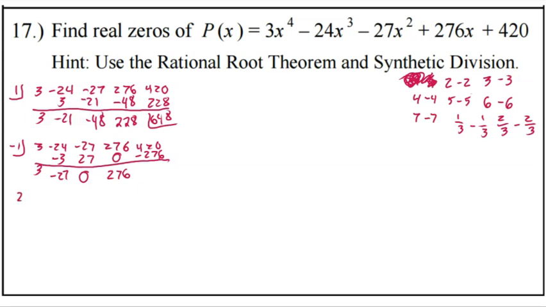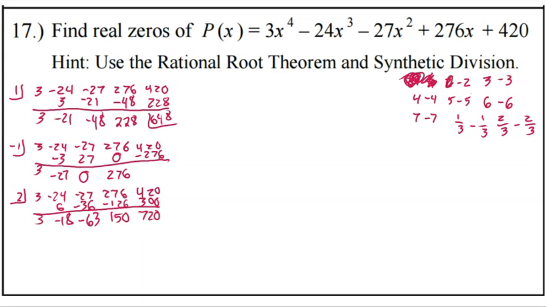Now let's try 2. 2, 3, negative 24, negative 27, 276, 420, and draw a line, bring down the 3, times 2 is 6, minus 24 is negative 18, times 2 is negative 36, plus negative 27 is negative 63, times 2 is negative 126, plus 276 is 150, times 2 is 300, and 300 plus 420 is 720. But it's not 0, so 2 is off the list.